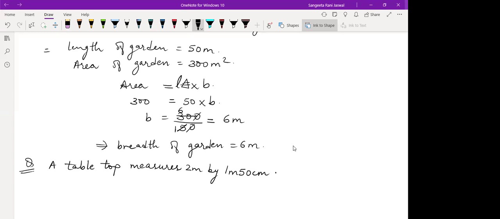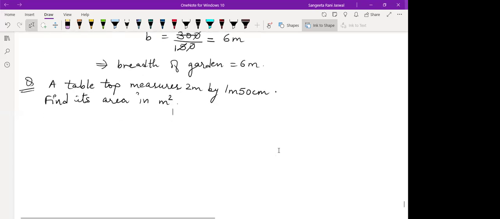What is the area in square meters? Okay, find its area in meters square. That means you will not convert to centimeter. You have to convert centimeter to meter because you have to find the area in meters square. Right, children? Yes, ma'am. You understood the question? Yes, ma'am.